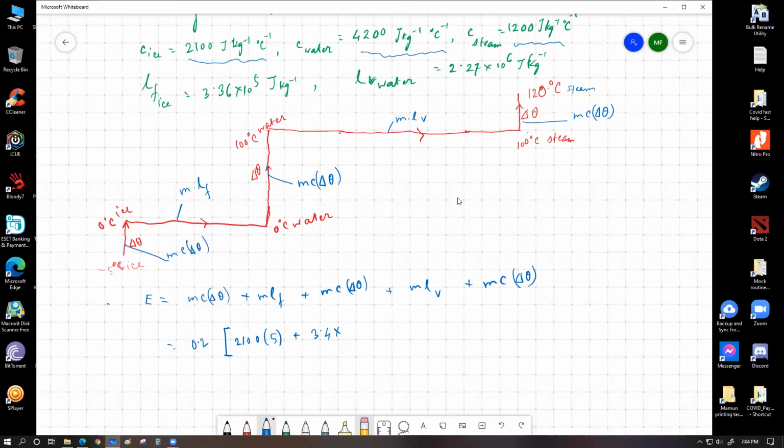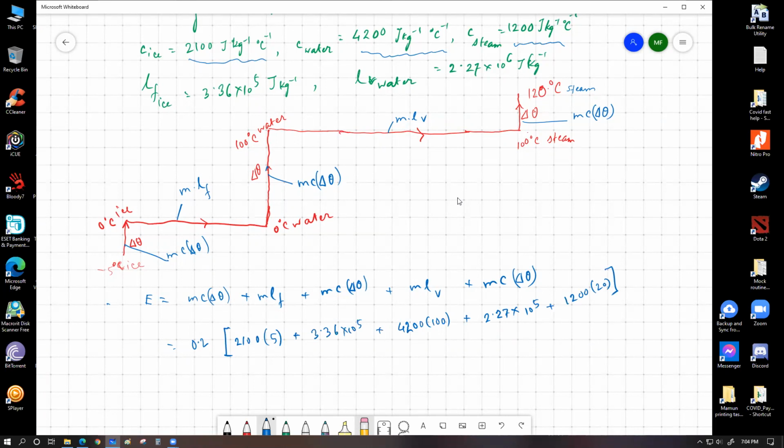Sorry, actually I wrote 3.36. So let's use that as the value, because we have 3.36 into 10 to the power 5, plus this one C delta theta, so 4200 into 100, plus 2.27 into 10 to the power 5, plus 1200 into 20. Everyone, please look at this line carefully.